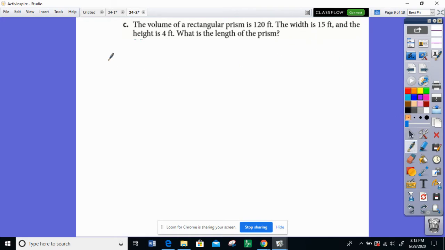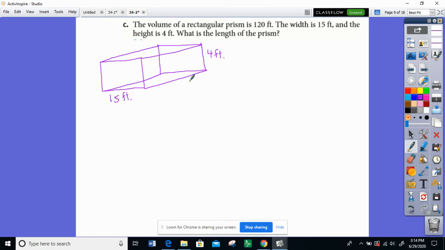Well, if we draw this out, when I draw a rectangular prism, I like to draw two congruent rectangles, one in front of the other, and then connect them, about like this. So they're saying that the height is 4 feet. They're saying that the width is 15 feet, and they want to know the length of the prism.